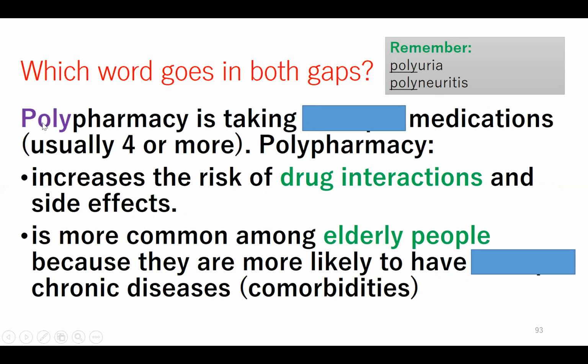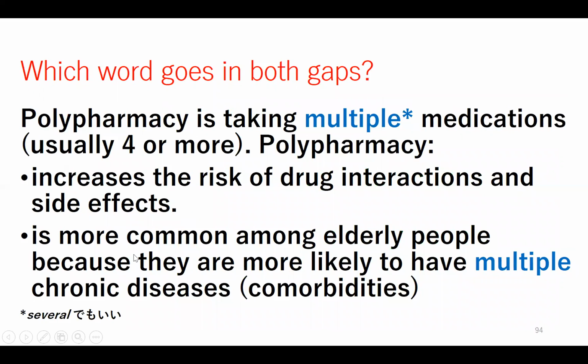Okay, so polypharmacy is taken. They have to try and guess which word. The same word goes in both gaps. And it's more common among elderly people because they are more likely to have chronic diseases. And the word is multiple. Could be several. Several is okay.